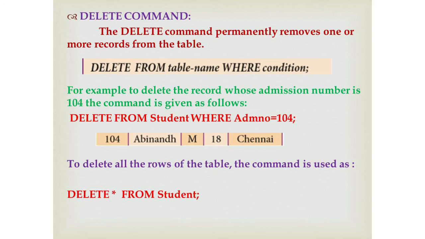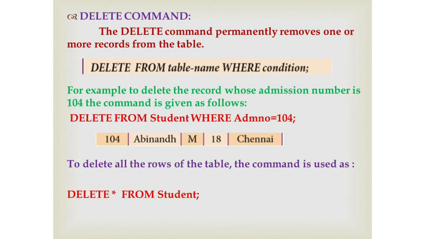So the delete command is used as: delete from. This is the syntax. Delete from is a keyword. Then the table name, which table you are going to delete from, that table name you have to mention. Then WHERE. This is a where clause. This is a condition.